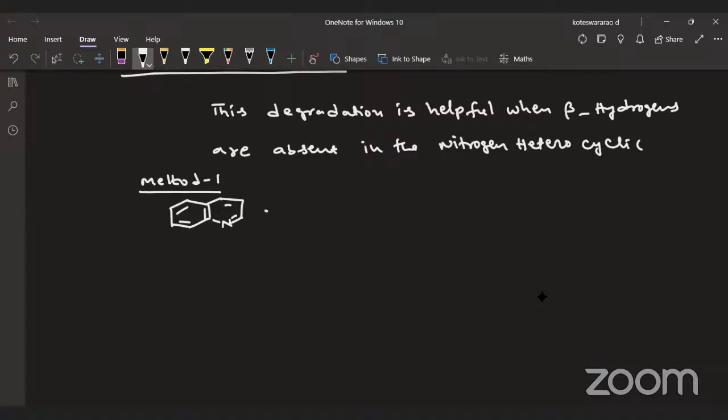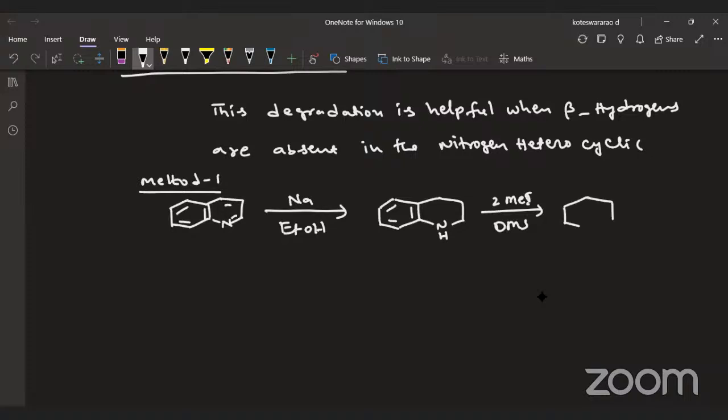Method one: this is treated with ethanol in presence of sodium. The sodium ethanol reduction leads to the formation of a partially reduced structure, that is 1,2,3,4-tetrahydroquinoline, that will be generated. Then it is treated with methyl iodide. Then a quaternary ammonium iodide salt is generated.